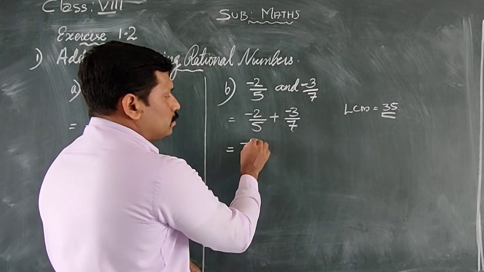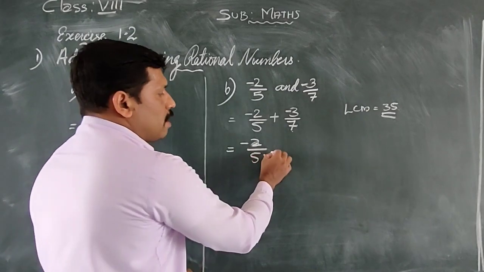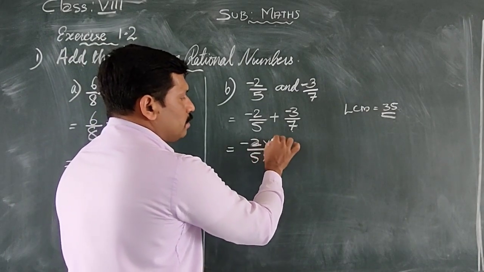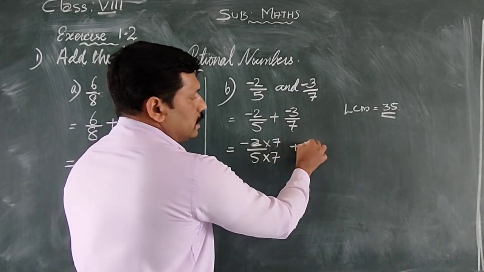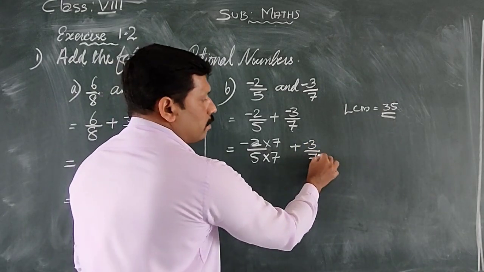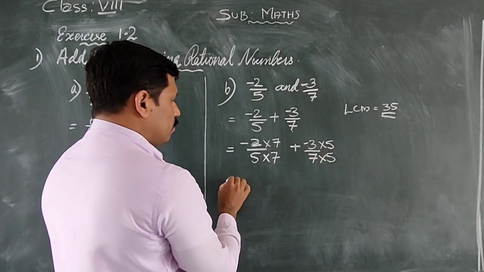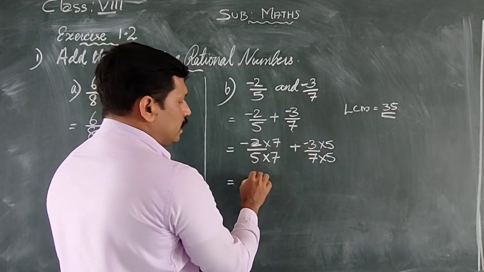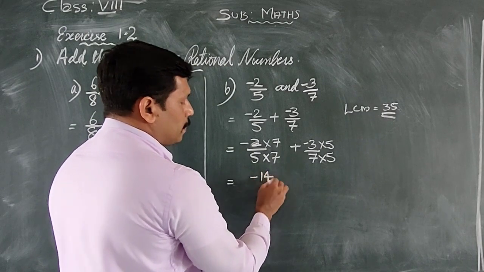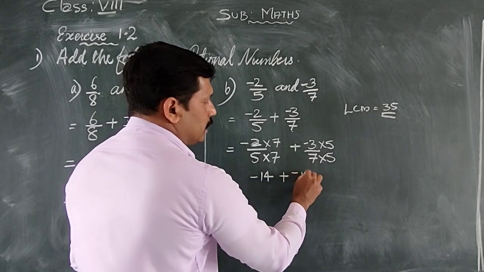Negative 2 upon 5. This 5 should be changed into 35. Therefore we have to multiply by 7. Here also we multiply by 7. Plus negative 3 upon 7. 7 should be changed into 35. Therefore, we multiply by 5 here. 7 5s are 35. Then we get 7 2s are 14, negative 14. Plus here 3 5s are 15, negative 15.